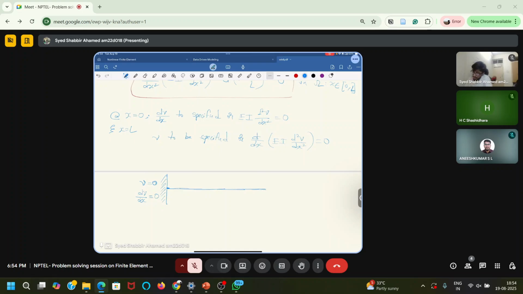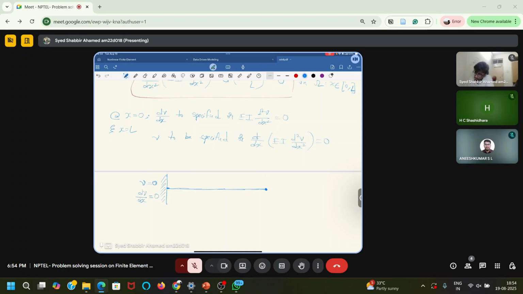But when I come to the free end, I cannot specify the boundary condition. I don't know what amount of deflection this beam will go through due to the applied load, and I don't know the slope; that we have to determine. But I know that if there is no load acting on this free end, let's say the load is acting at some other point, then the bending moment at this point on the cantilever beam will be equal to 0.